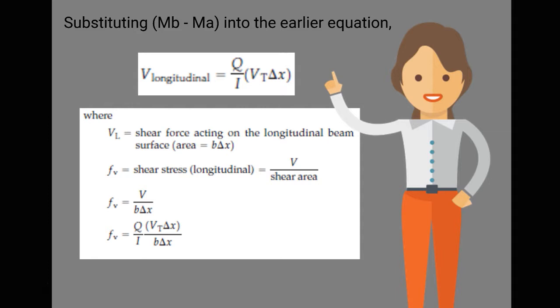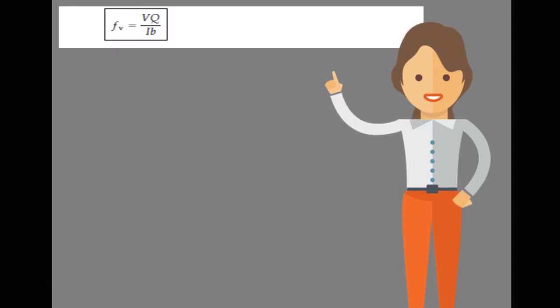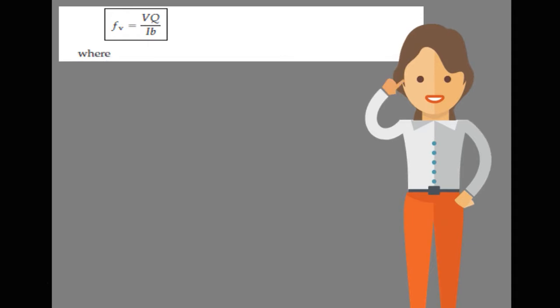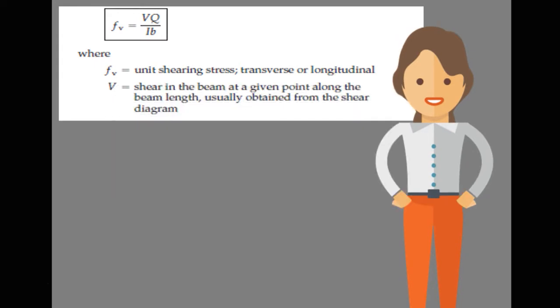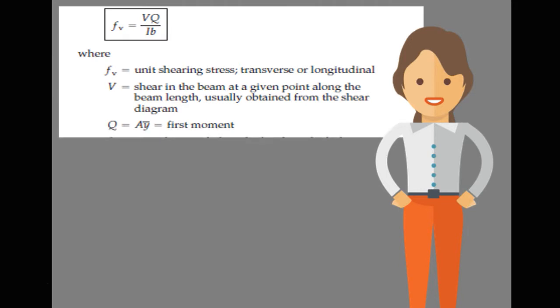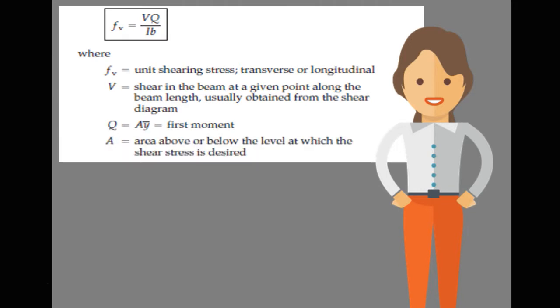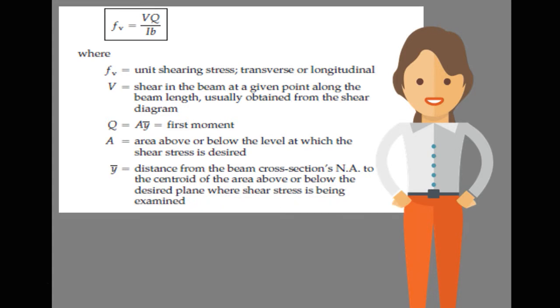Fv is equal to Q times V delta x over I b delta x. Fv is equal to VQ over Ib, where Fv is equal to the unit shearing stress, transverse or longitudinal. V is the shear in the beam at a given point along the beam length, usually obtained from the shear diagram. Q is AY, or the first moment. A is the area above or below the level at which the shear stress is desired. Y is the distance from the beam cross-section NA to the centroid of the area above or below the desired plane where shear stress is being examined.